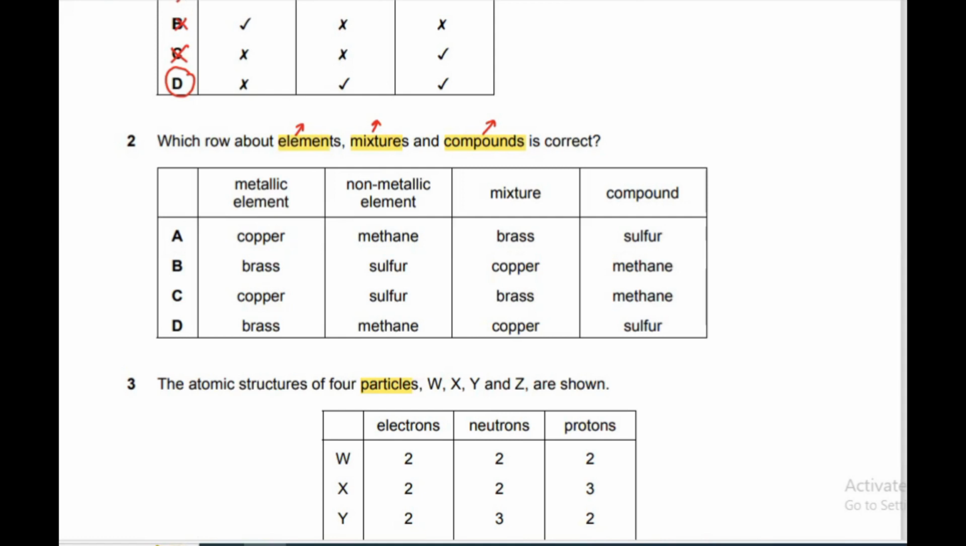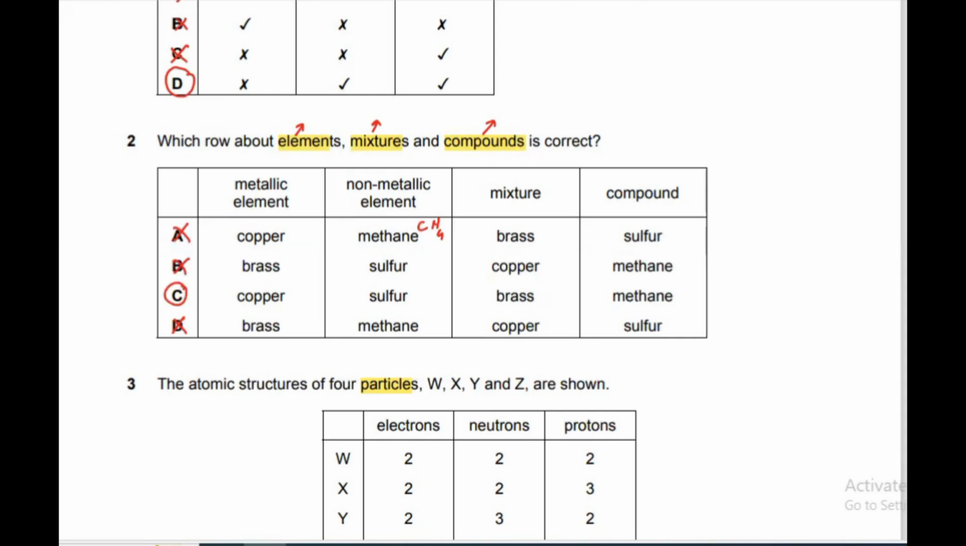So the metallic element, brass, is a mixture. So you can eliminate the brass options, B and D. These two answers can be eliminated. Non-metallic element: methane is a compound. Methane is CH4, so you can eliminate A as well. So C is the answer.